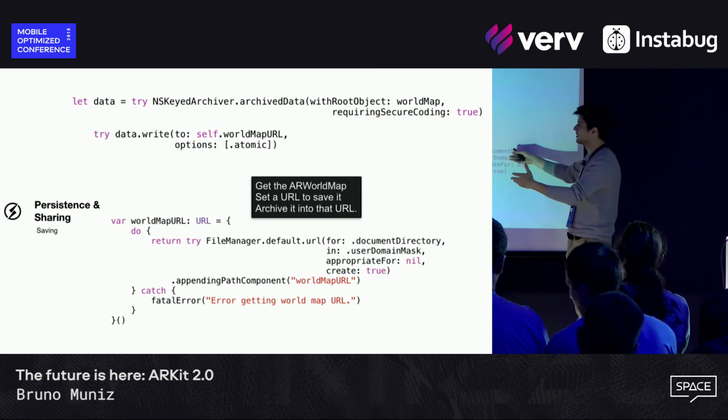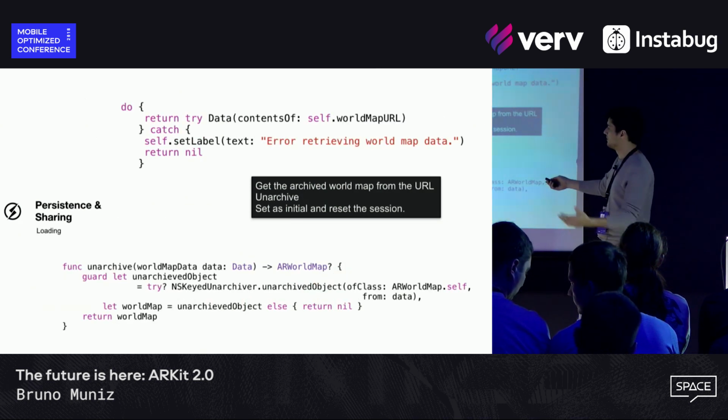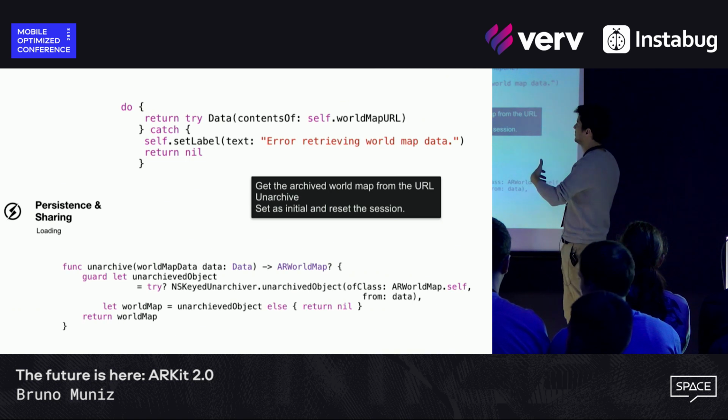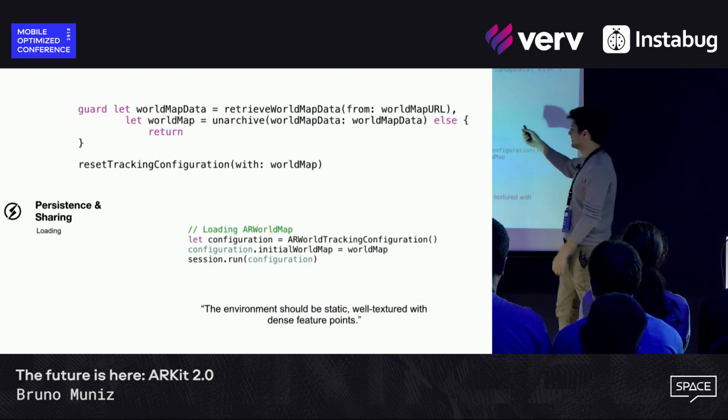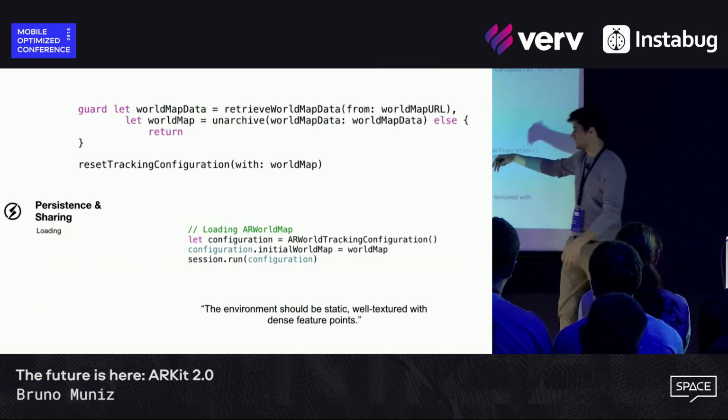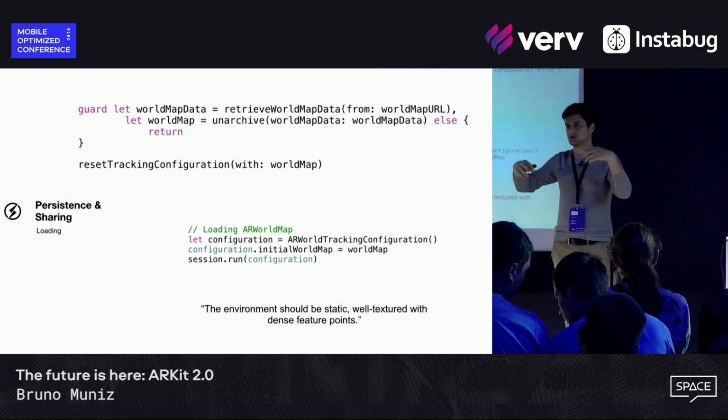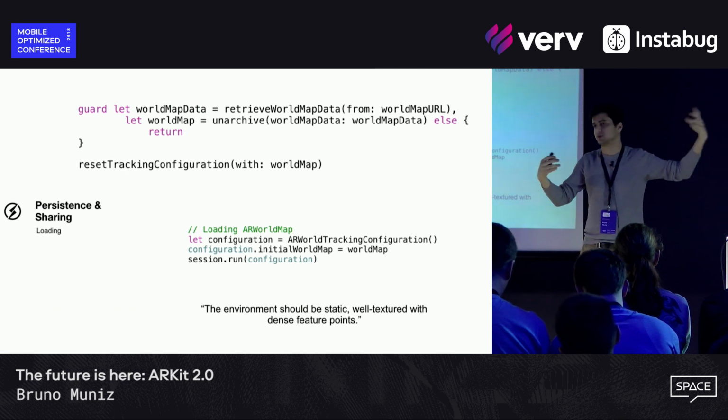Now you have to save this URL, because when you want to load it, you have to do the opposite process. So basically, you're going to get the archived world map from the URL, unarchive it, and then you set it as the initial world map. That's how you set up a scene that you had previously.